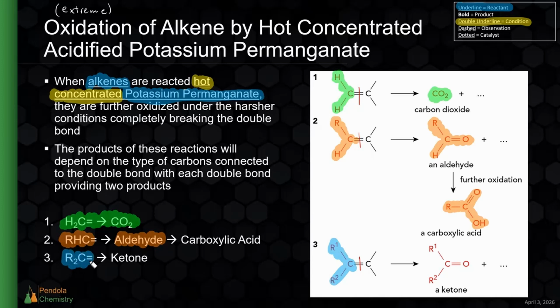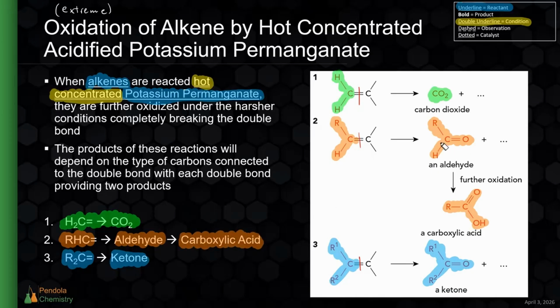So that carbon with two carbon chains on it will get oxidized into a ketone. Again, we're going to break the double bond, and instead of a carbon-carbon double bond, we're going to have a carbon-oxygen double bond, creating a ketone since that carbon is bonded to two other carbon chains.